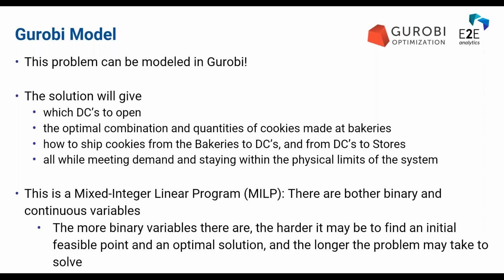So we can solve this problem. It's a mixed integer linear program because there are both binary and continuous variables. And it is sometimes the case, not always, that the more binary variables you have, the harder it can be to find an initial point, and it might take longer to solve the problem. So that is not always the case, but in general, if you have a problem that is taking a long time to solve, and you have a lot of binary variables, and you can reduce the number, then reducing the number of binary variables probably can't hurt.